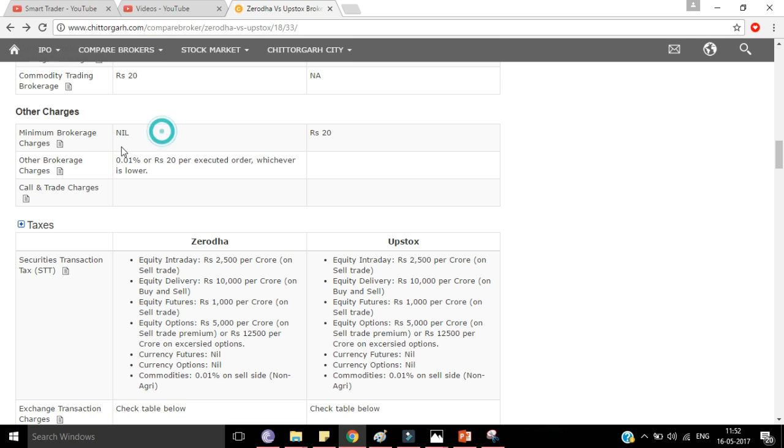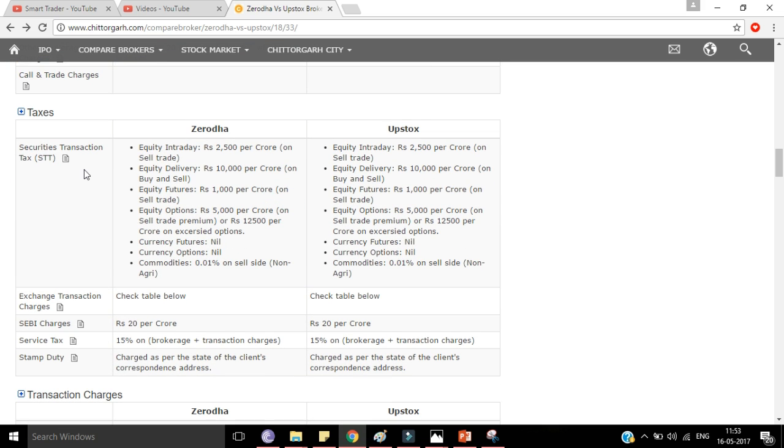Talking about other charges, they say minimum brokerage charges is nil. There is no minimum brokerage charge, but the other charges a minimum brokerage of 20. That is something I don't like. I think I will go with Zerodha in that, which is nil. So other brokerage charges are 0.1% or 20 rupees per executed order, whichever is lower. So they go as per whichever is lower.